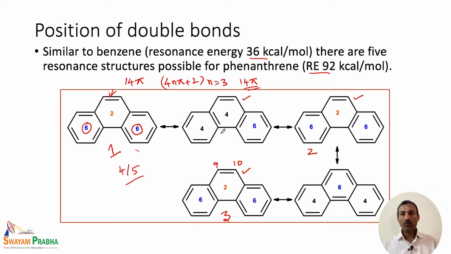The other 2 structures have 6 pi electrons in only 1 ring, and the 2 other rings have 4 pi electrons each. So we can put this as number 4 and this as number 5, the two structures where only one of the rings has 6 pi electrons and the other two rings have only 4 pi electrons each.